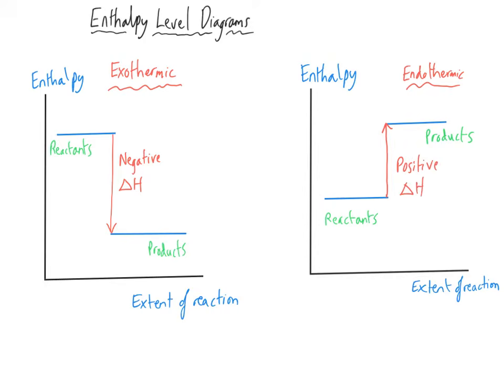H. These enthalpy level diagrams, sometimes called energy level diagrams, are quite similar to the reaction profiles that you will recognise from GCSE level. The biggest difference is that we don't show the activation energy or the energy going in or out during the reaction, the hill, if you like, of the reaction profile. These just show a movement downwards for a negative enthalpy change and a movement upwards for a positive enthalpy change.